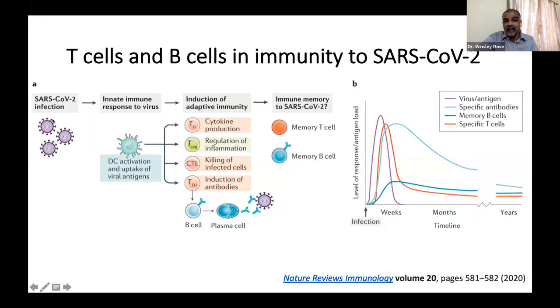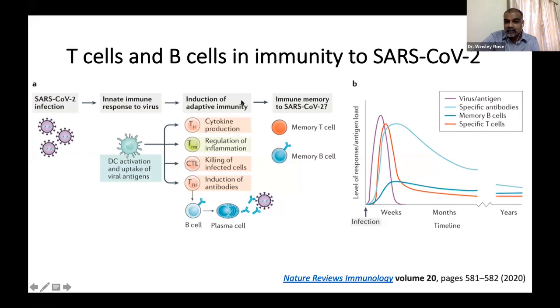Now, if you look at the immune response to any pathogen, what we've shown here is a SARS-CoV-2 infection. First thing that happens is the innate response. And this innate response is often with dendritic cells, which take up the antigens of the SARS-CoV-2 and present it to the other cells. And you have induction of adaptive immunity, which comes into play after that. And you have T helper cells, T regulator cells, cytotoxic T lymphocytes, and T follicular helper cells, which help in the induction of antibodies.